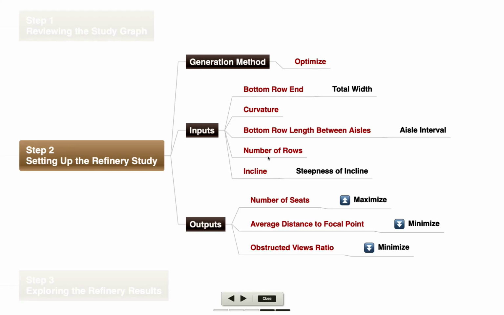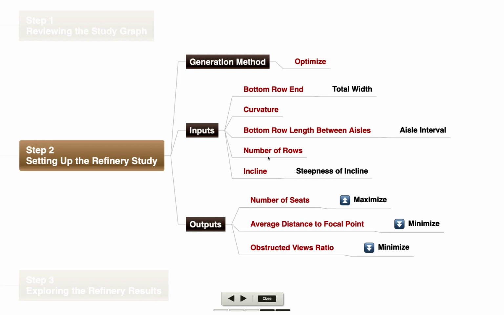For step 2, let's set up our refinery study. The generation method we're going to use is optimization. The outputs that we're going to look at are the number of seats, which we like to maximize. We like to minimize the distance to the focal point, so keep you as close as possible to the speaker or the game. And we're going to minimize the obstructed views.